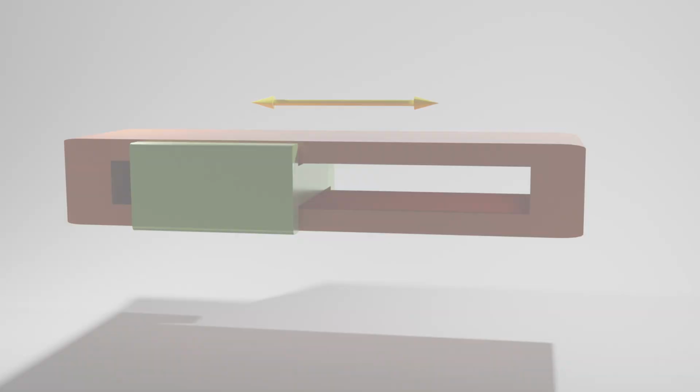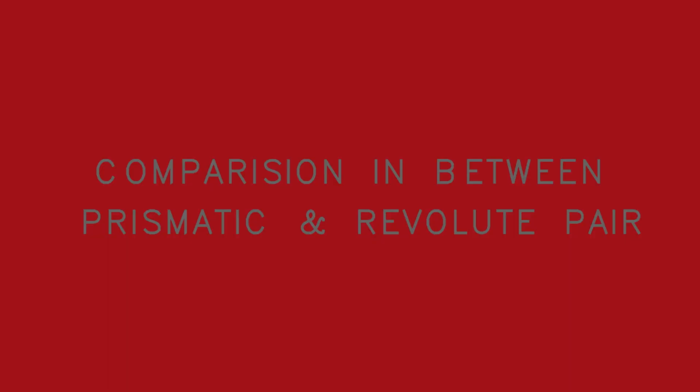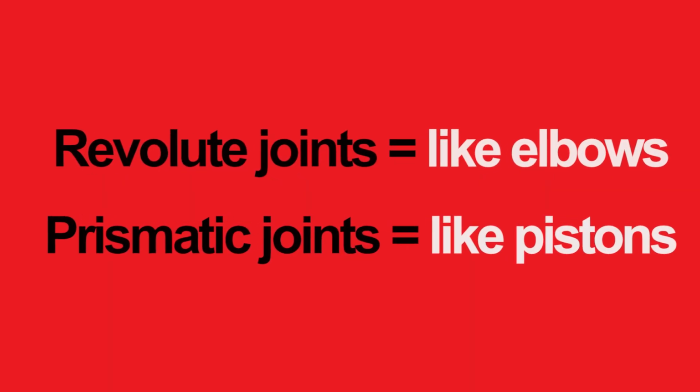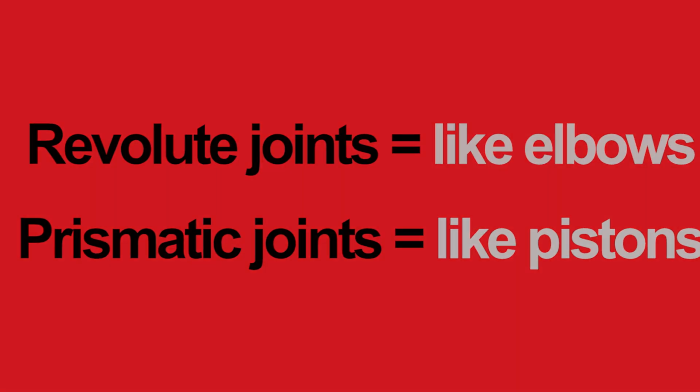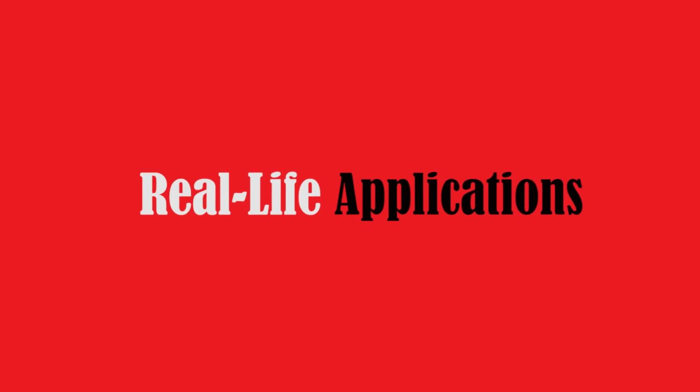Now let us see the side-by-side comparison of prismatic and revolute pair. Revolute pair is for rotation, prismatic pair is for translation. Revolute joints are like elbows, prismatic joints are like pistons. What are the real-life applications of these pairs?